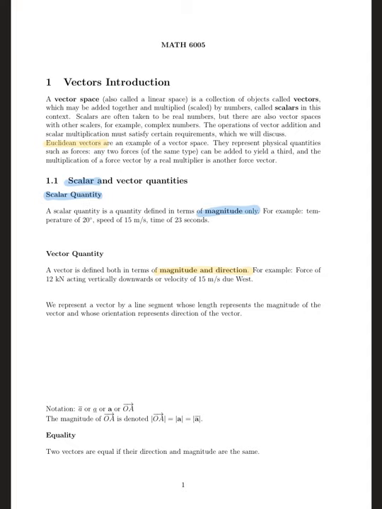We represent a vector with a line segment if we want to draw it out. The length of that line segment represents the magnitude of the vector, and the orientation represents the direction. So if this was point O and this was point A, then the vector that joins them we would denote OA. And you see that little arrow over it is what lets us know that it's a vector that we're talking about.